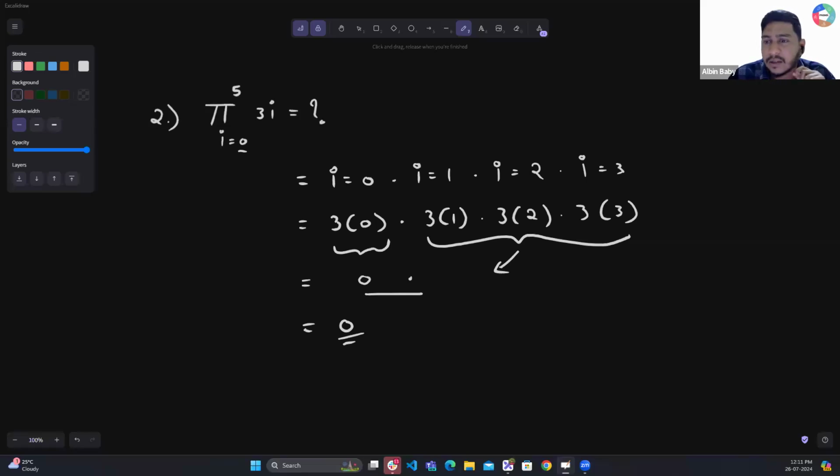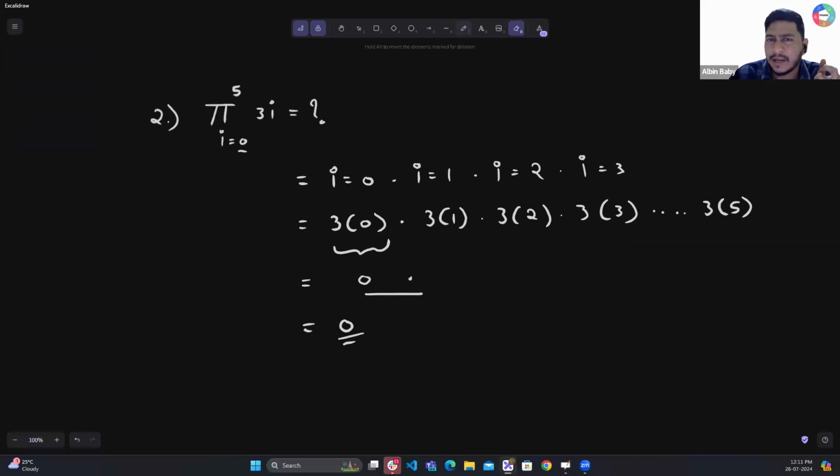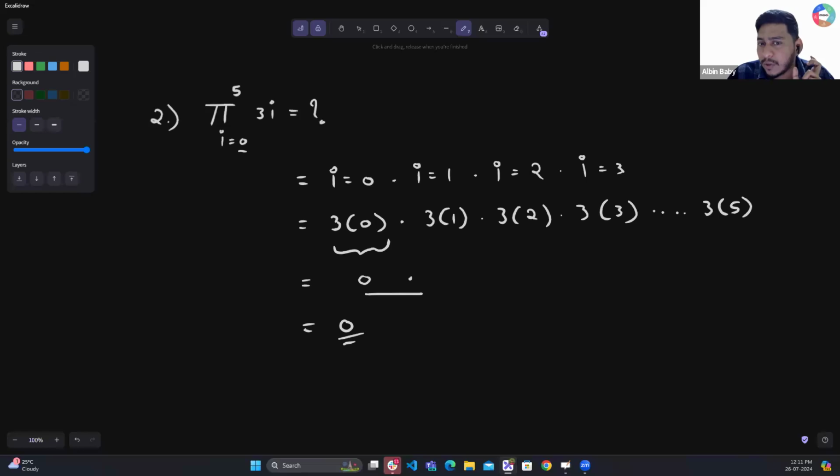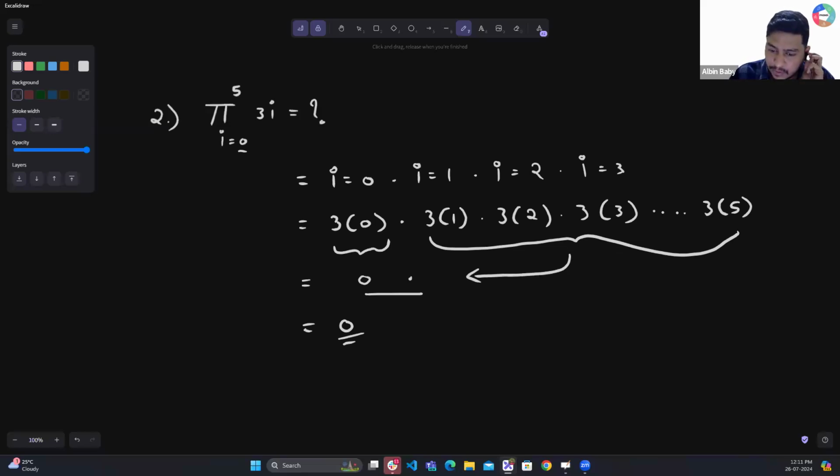So till 0, 1, 2, 3, till 5. See, if you take anything multiplied by 0, since 3 times 0 is 0, and then 0 into 0 is 0. So no matter whatever value I get over here, anything multiplied by 0 becomes 0.